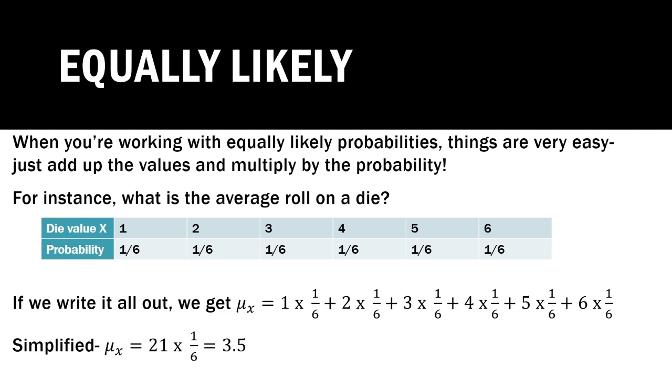So if we write it all out, we get this really long equation. Obviously, we can just compact that down. If we add 1 plus 2 plus 3 plus 4 plus 5 plus 6, then we get 21. So anytime you have equally likely probabilities, all you have to do is add up the values and then times it by the probability. In this case, 21 times 1/6, we know the average roll on a die is 3.5. So somewhere in between 3 and 4. I know it doesn't really necessarily make sense if we're dealing with discrete values, but yeah, that's the mean there.